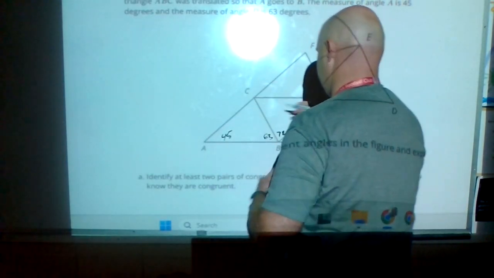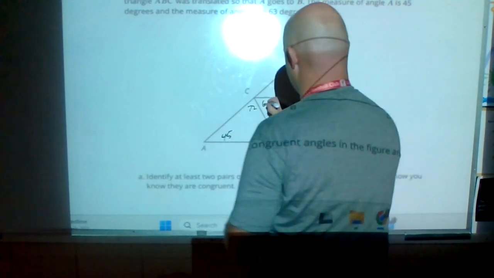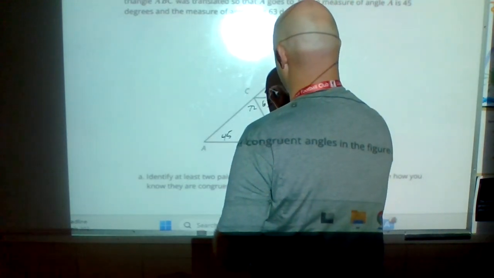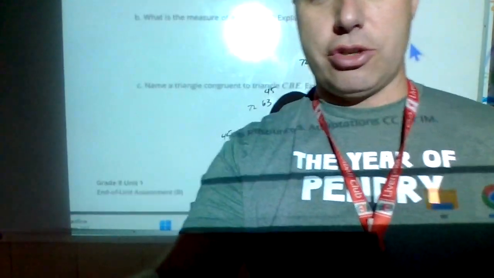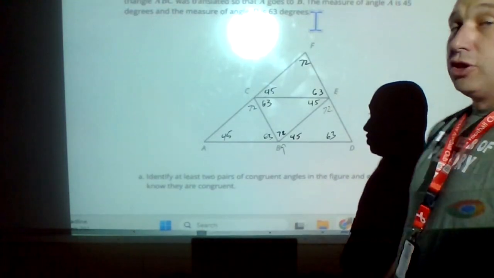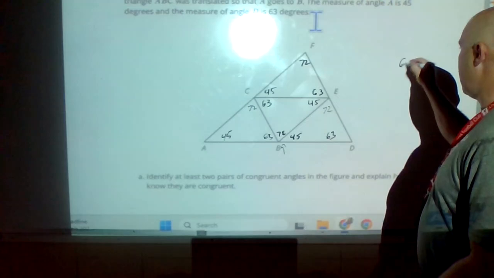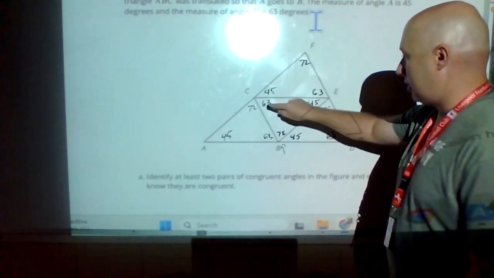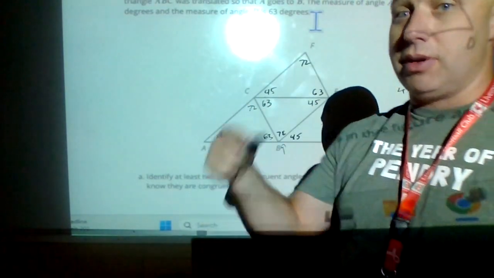All right, so this is 72, this was 72, this was 63, this was 45, this was 72, this was 60, this was 45, this was 63. Okay, so the question says, give me a triangle that's congruent to CBE. Remember what we talked about in class. You have to name them in the right order. So when you name your triangle, and you're trying to match it up with CBE, okay, it goes 63, 72, and 45. Okay, those are the angles in order. CBE, 63, 72, and 45. When you name your triangle, make sure you go in the order of 63, 72, 45.